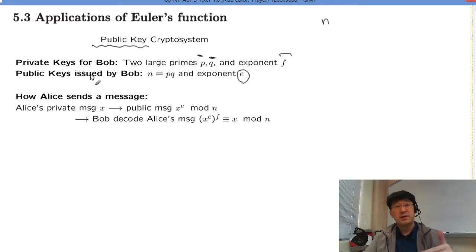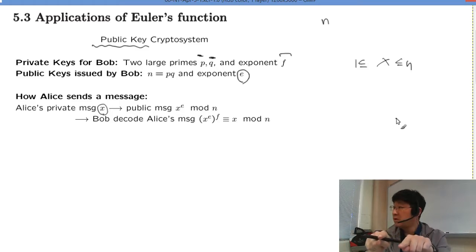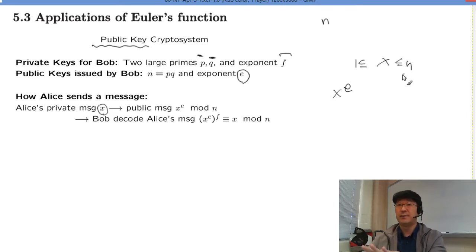Now Alice's instruction is the following. Alice says it's a private message, X going from 1 through N. The message is encoded into one of the numbers 1 through N, right? So no one knows what X is, only Alice knows the private message. How are you going to send it? Alice takes that and raises it to the Eth power. E is usually a large number, but definitely less than N. Now you reduce that to a number mod N. That's the instruction. Okay? Raise to E.